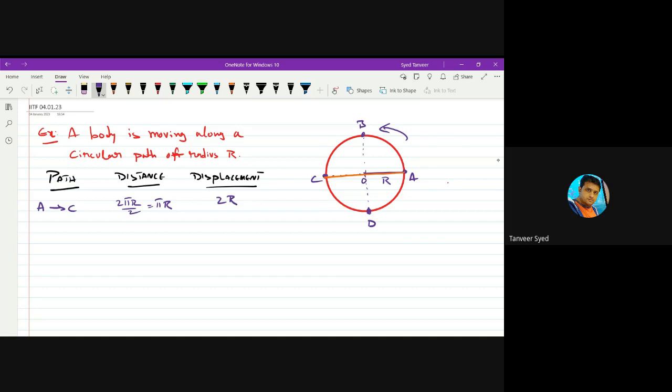Next, the body starts from A, then goes to B, goes to C, goes to D, and stops at A. It returns to the same point. The distance covered by the body is the circumference of the circle, 2 pi r. The displacement of the body is 0, because the initial and final positions are the same.